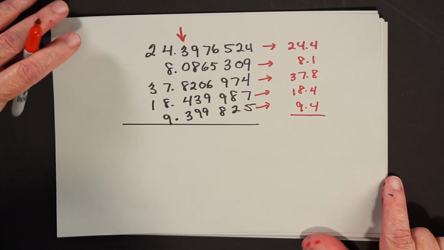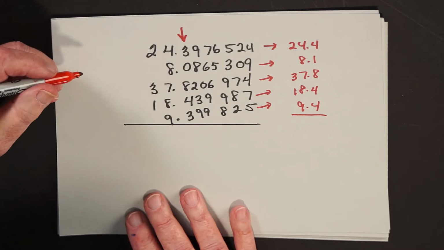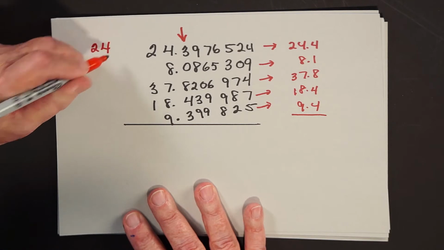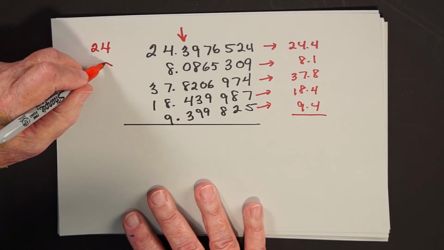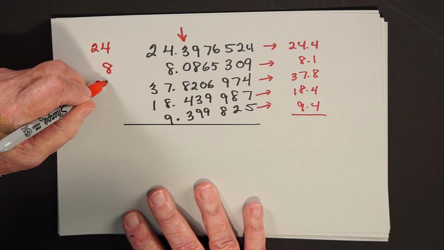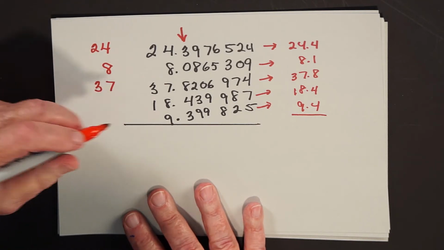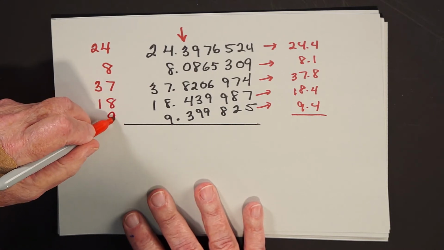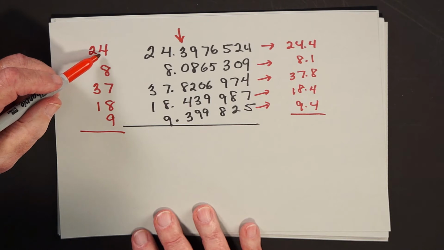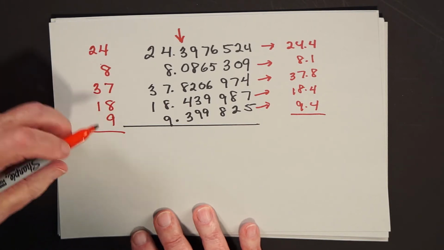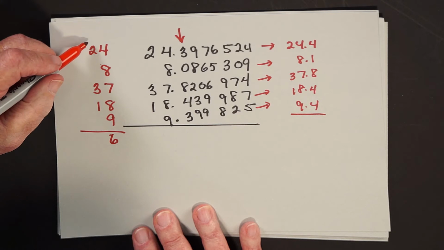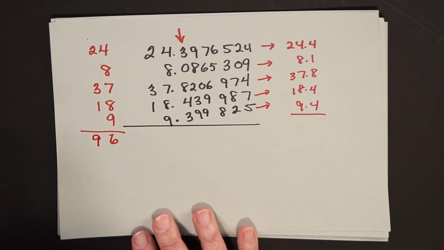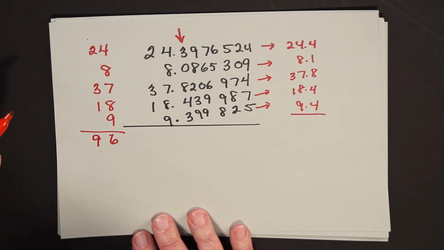And again, let me point out that if you're in doubt, you can get a check. For example, we know that whatever this number is, it's more than 24. This number is more than 8. This number is more than 37. This number is more than 18. And this number is more than 9. If I add these up, 12, 19, 27, 36, put down the 6 and carry the 3. 3 and 2 are 5. 3 more is 8, and 1 is 9. That tells me that the correct answer has to be more than 96.